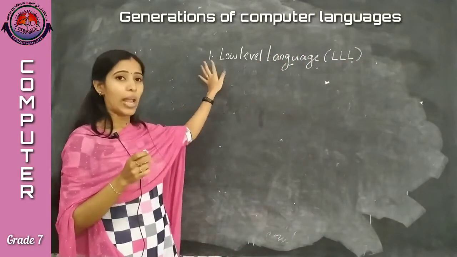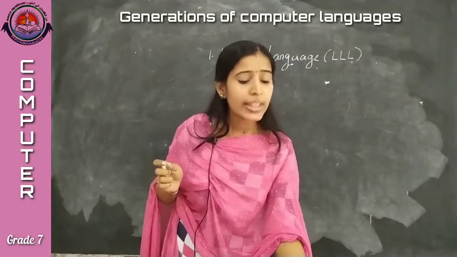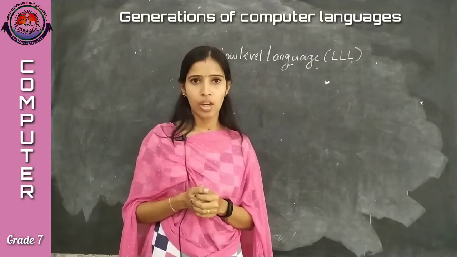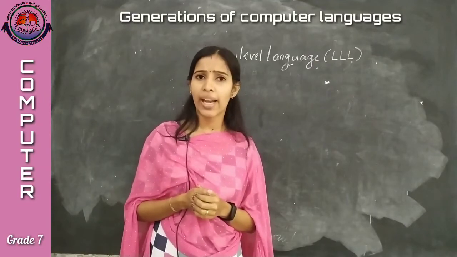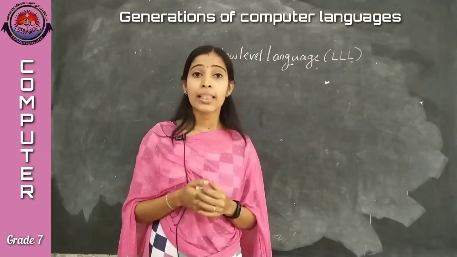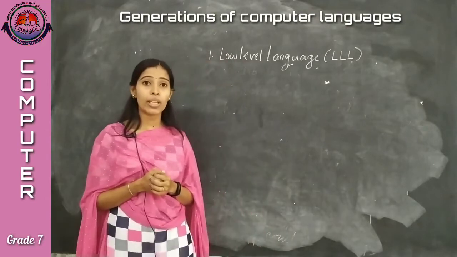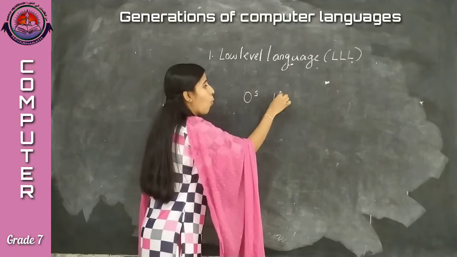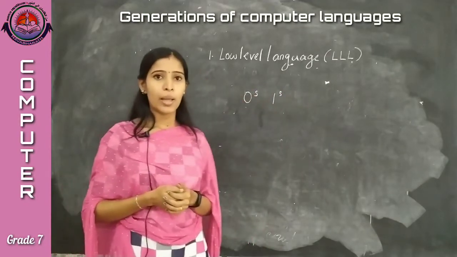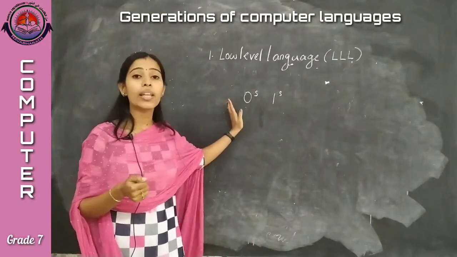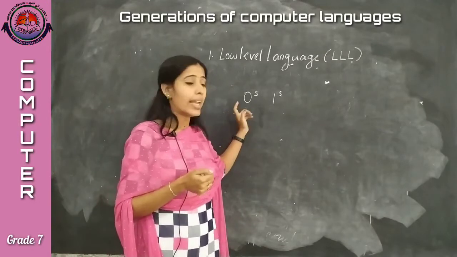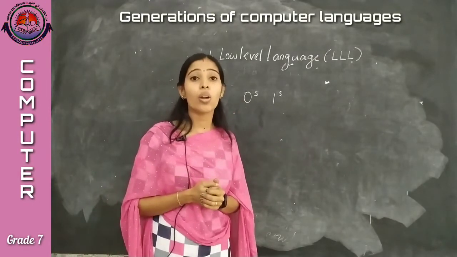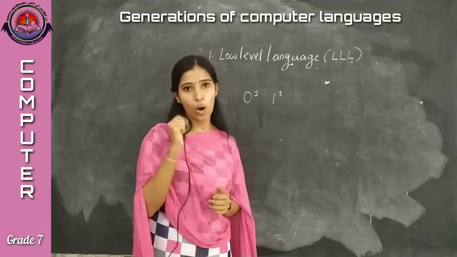In the low level language, the computer can understand only binary language. Do you know what is binary language? Have you heard about binary language? The binary language is the combination of only zeros and ones. The computer can understand only the binary language in the form of zeros and ones.